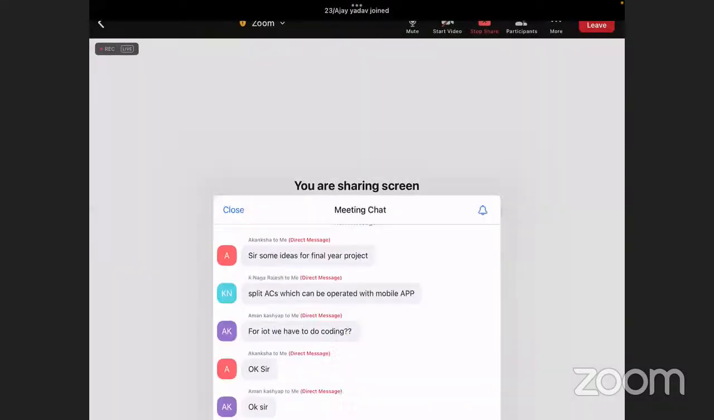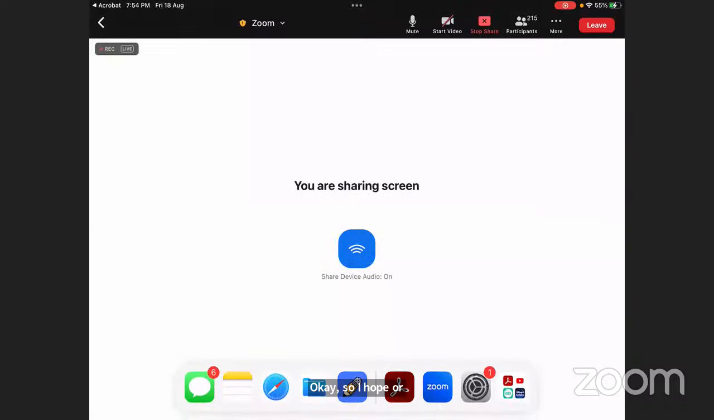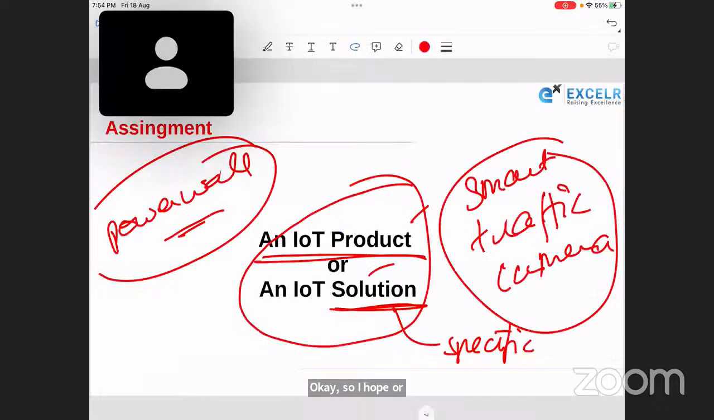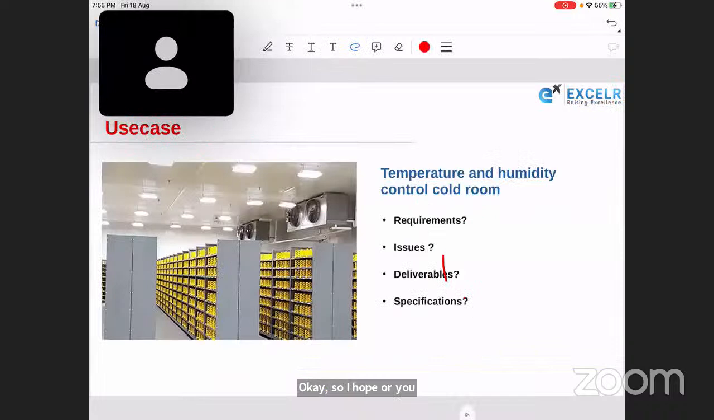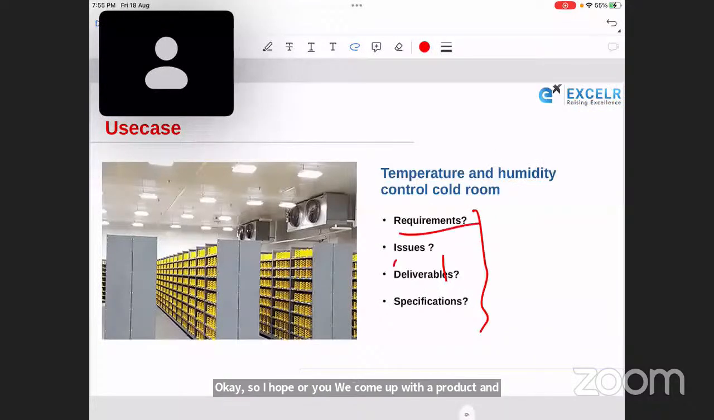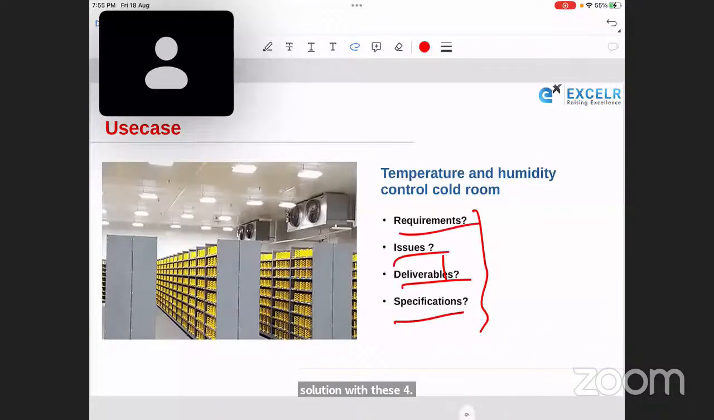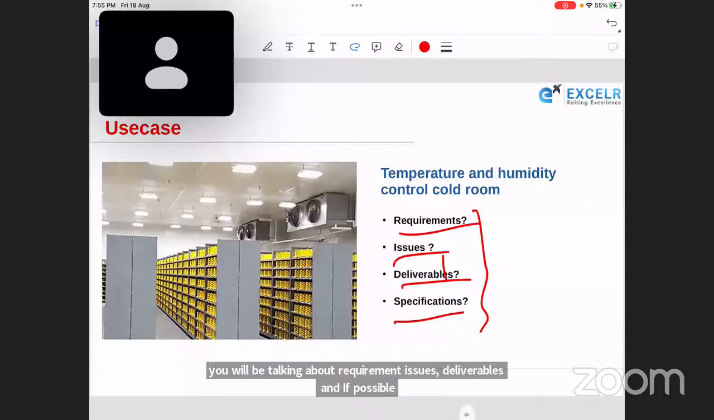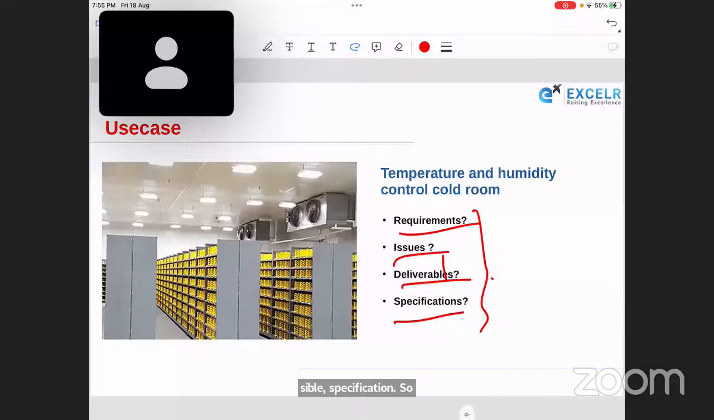Okay, so I hope you all will come up with a product and solution with these 4 setups, where you will talk about the requirement, issues, deliverables, and if possible, specification. Deliverables you have to mention so that it becomes the first part of the specification, where you know what you have to give. Then we'll go into the specifications, what ranges we want, as we discussed. That's like the pet feeder. You can think on that. These 4 parameters.